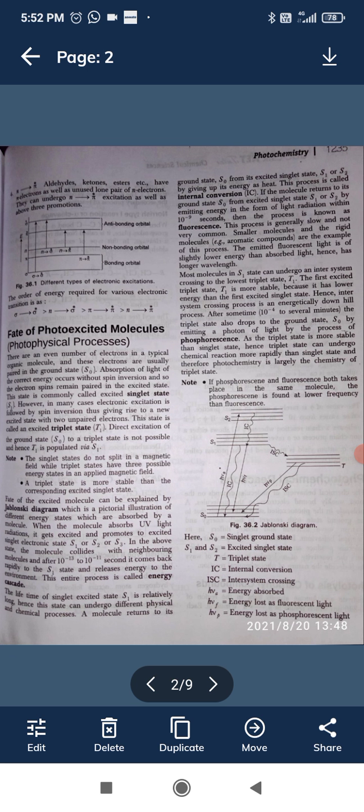Aldehydes, ketones, esters, etc. have pi electrons as well as unused lone pair of n electrons, that is non-bonding electrons. They can also undergo n to pi star excitation as well as the above three promotions, that is sigma to sigma star, n to sigma star, pi to pi star, in the case of these aldehydes, ketones, esters, etc. So below is the clear schematic representation for different types of electronic excitations.